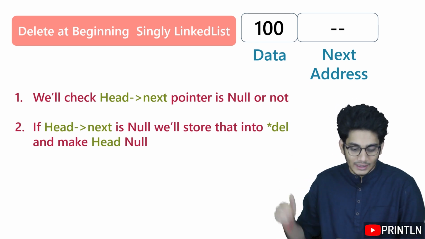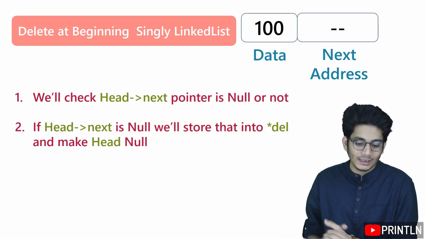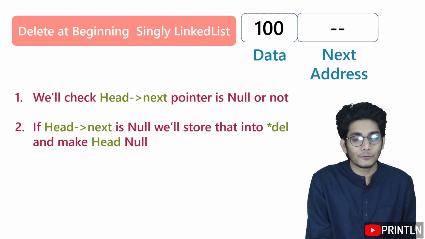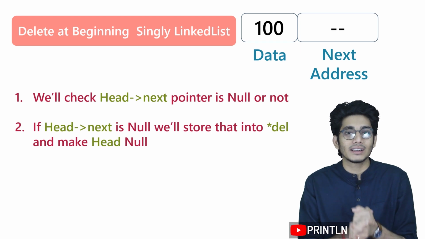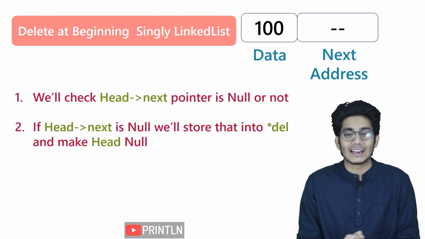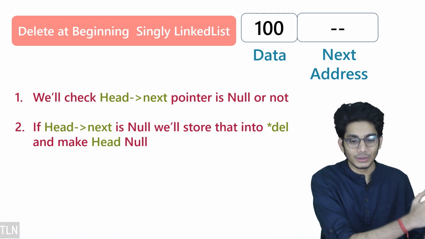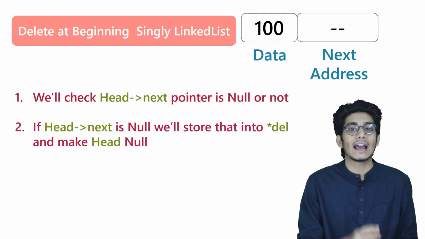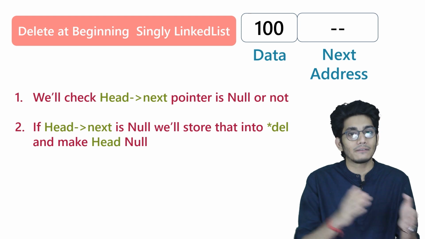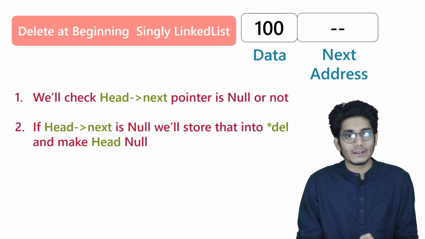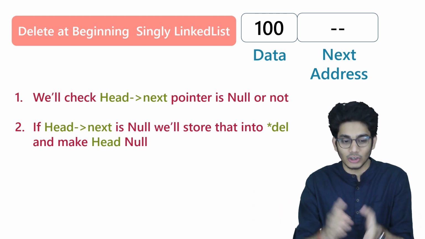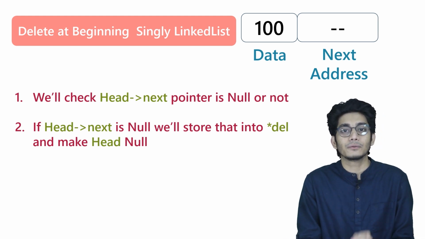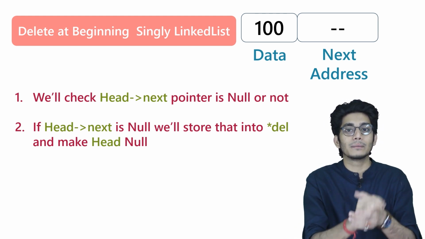For that, we'll just make the head pointer null, and before that we'll store the head pointer into a temporary del pointer. So at first we'll store the head into del and we'll make the head null. It means we had only one value and we have deleted that. Well, till now we haven't deleted that. For that we have to use a free function. We'll talk about that later. So if our list has only one value, then we'll store that into del and we'll make the head null.